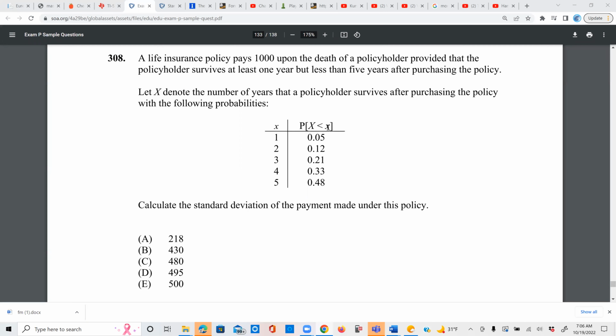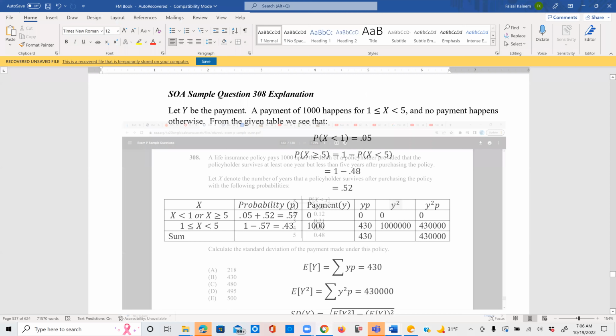So the probabilities are not given for X equal to x, but for X less than x. For example, the first probability is that the policyholder survives less than 1 year, and the second probability is that the policyholder survives less than 2 years, and so on. And we have to find the standard deviation of the payment made under this policy.